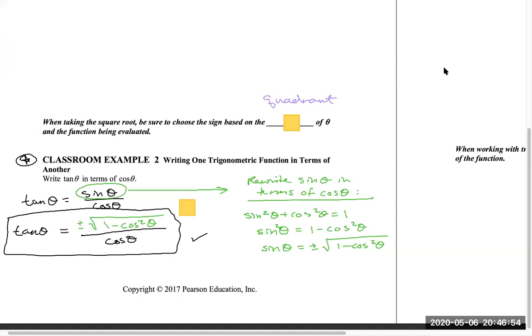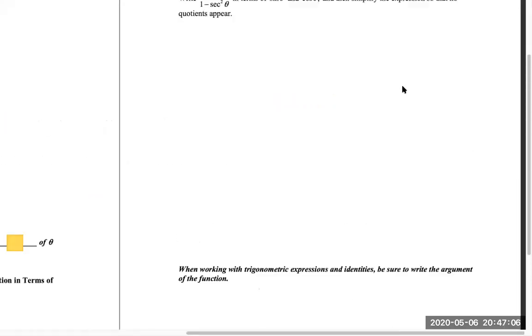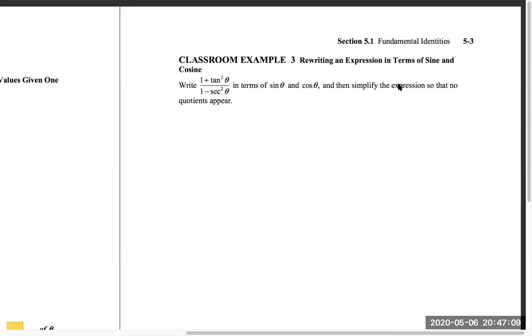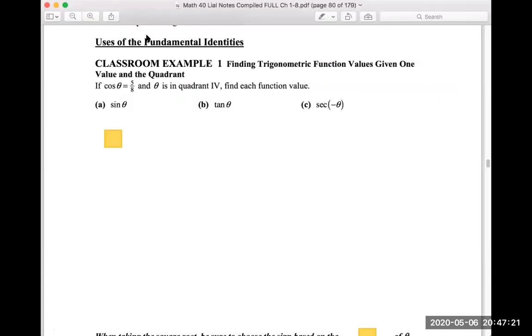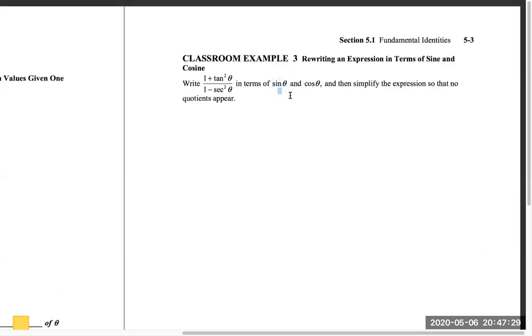Okay. Let me go ahead and clear that out and move to the next page. Write 1 plus tangent squared theta over 1 minus secant squared theta in terms of sine theta and cosine theta. Oh no, hold on a second. Still messing around with technology here. Okay. Stop highlighting, please. Okay, there we go, draw.